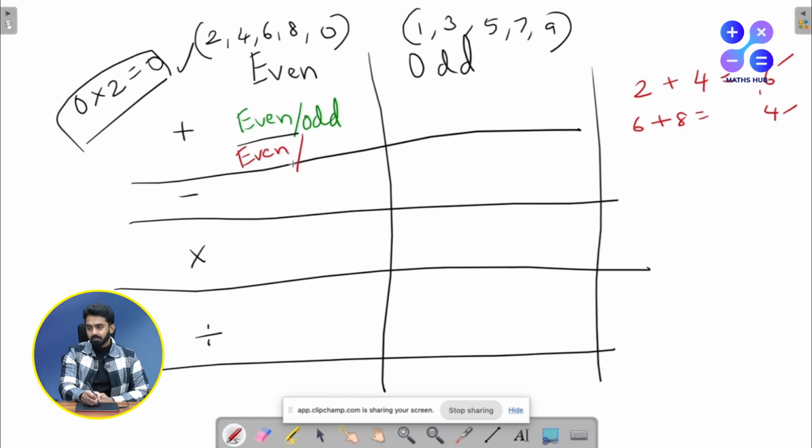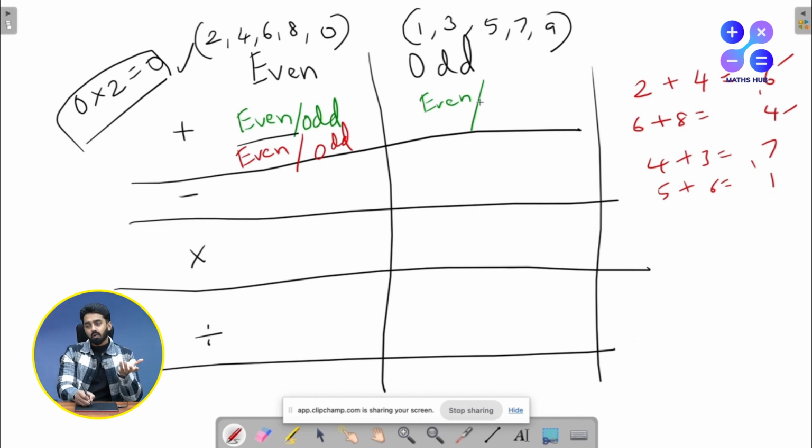That's the first one. And what happens when you add an even number and an odd number? Again, take an example. Let's say you take a 4 and a 3, you get a 7, right? If you take a 5 and a 6, you get 11, ending with a 1, right? So adding an even and an odd number will give you an odd number. And if you add an odd and even number, of course, it's the same as adding an even and an odd number, which is going to give you an odd number again.